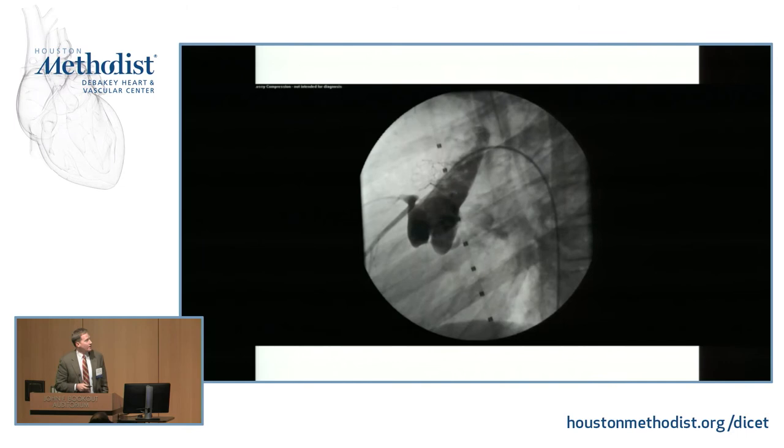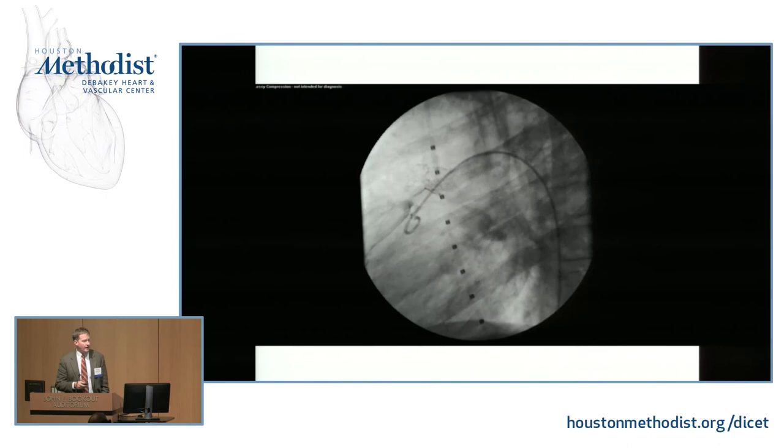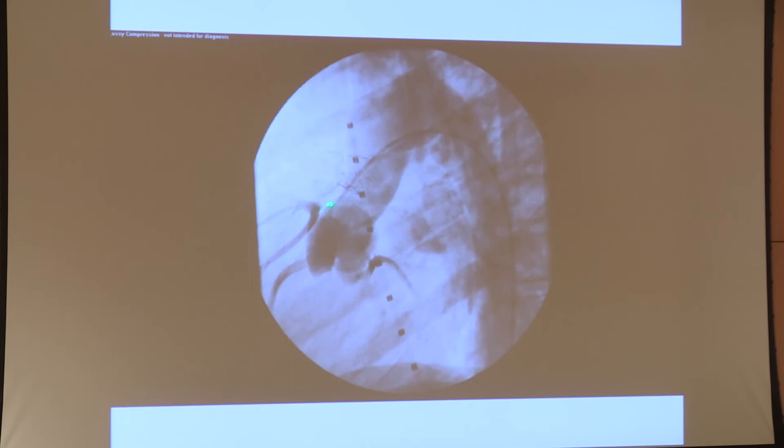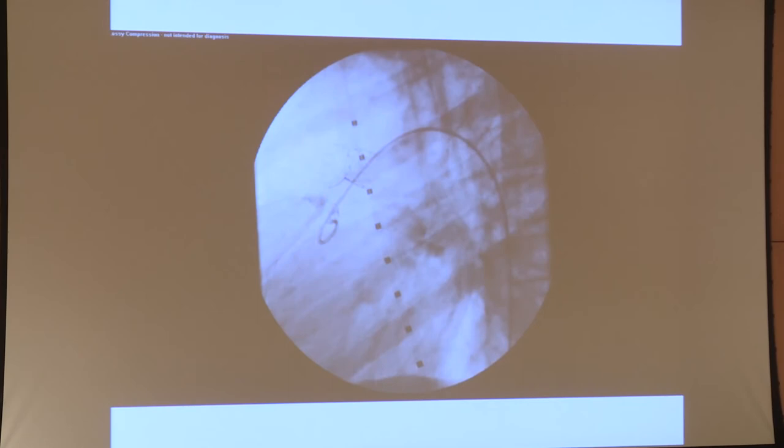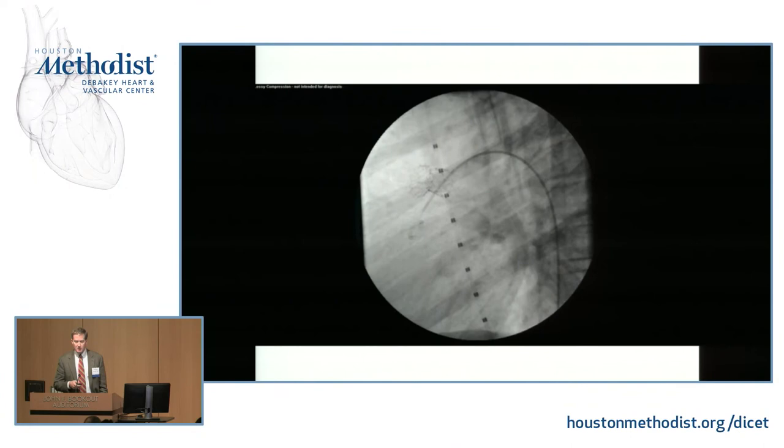So here's a patient that was cathed because they needed some stenting up in the pulmonary arteries. And lo and behold, in this asymptomatic patient, there is a stenosis in this coronary artery right here. So one of the dreaded complications of the arterial switch is proximal coronary artery stenosis, although often the patients are asymptomatic when they have it.